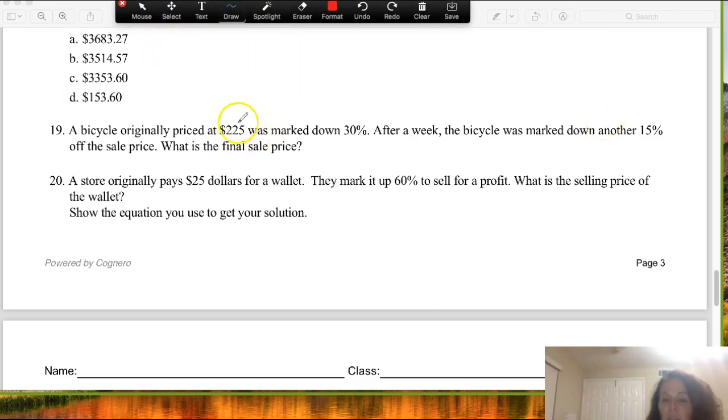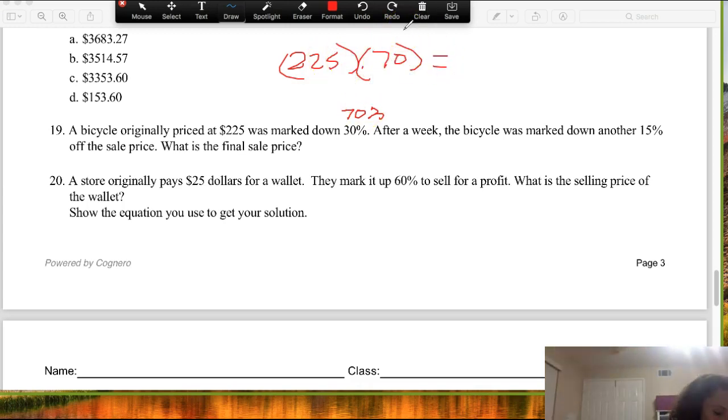So if I want to find 30% of 225, it's marked down. So I can go 225 times 30% and then subtract that from 225. Or since I'm subtracting off 30%, what I'm really paying is 70%. So I'm going to do it the easy way and just go, all right, this is 225 times 0.70. Change 70% to a decimal. And that's how much I have. And then I don't have to do that subtraction of the 30% at the end. 225 times 0.7 is 157.5 or 157.50. So that's after the 30% markdown.